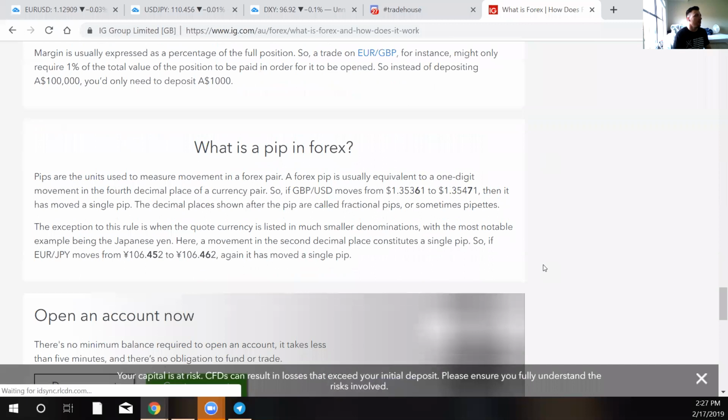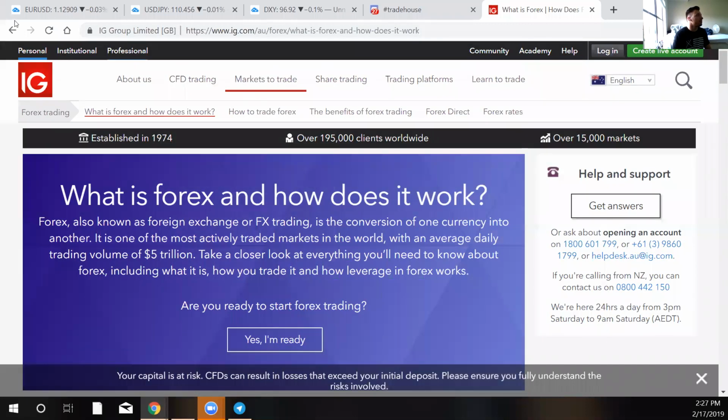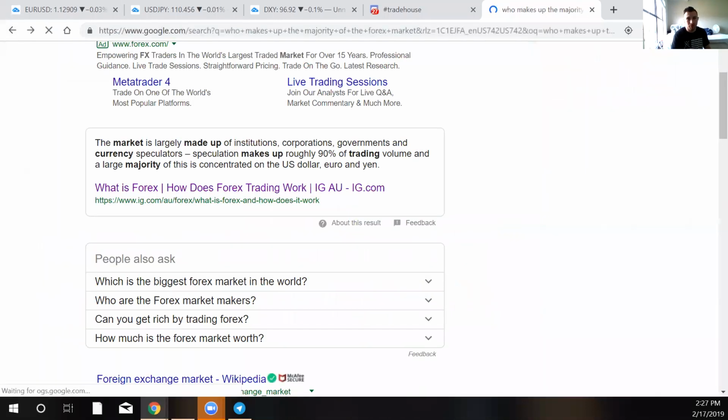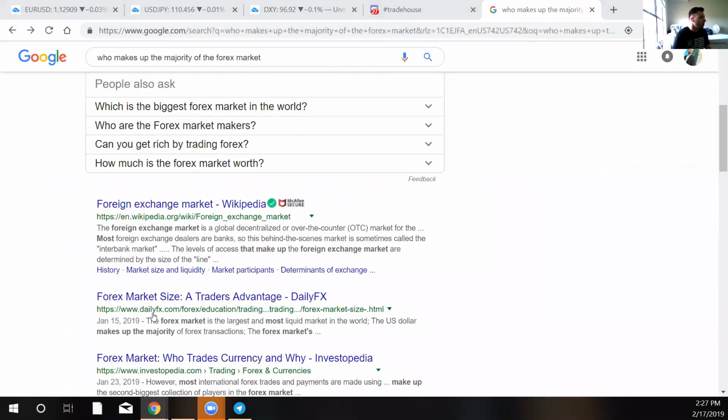Where is the litany of litanies? Okay, hang on a second. I gotta find that article that Jordan sent me. I'm like over here, don't even know what I'm doing. Anyways, Forex market size. Beautiful. That's what I was looking for.